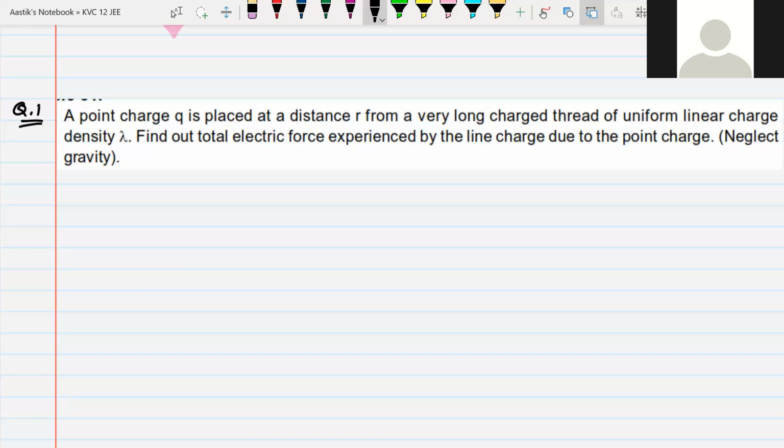Lambda by 2 pi epsilon naught r. That is not the force. That is electric field. I've asked you the force. I've asked you what is the force between the line charge and the point charge. You are telling me the electric field. That is half of the answer.